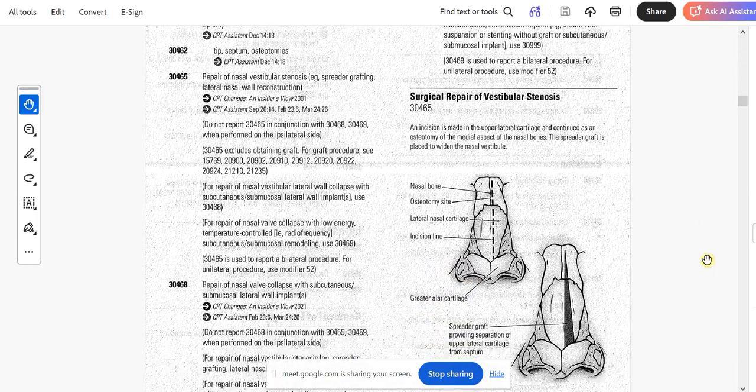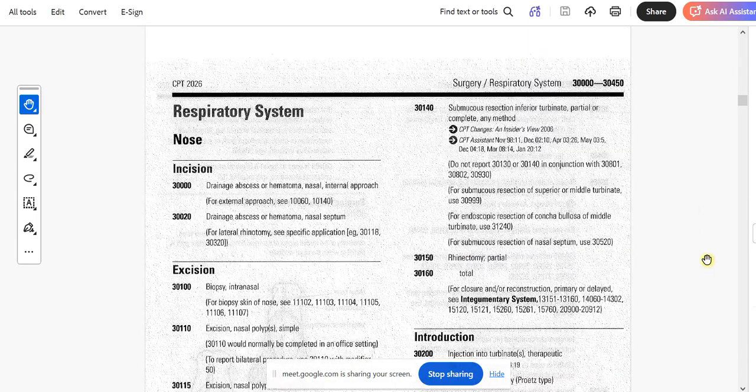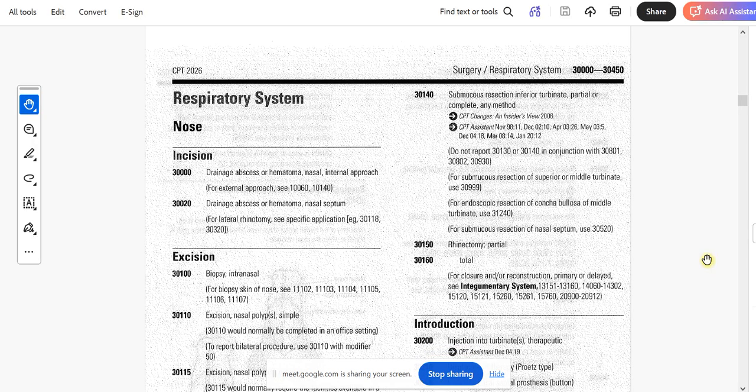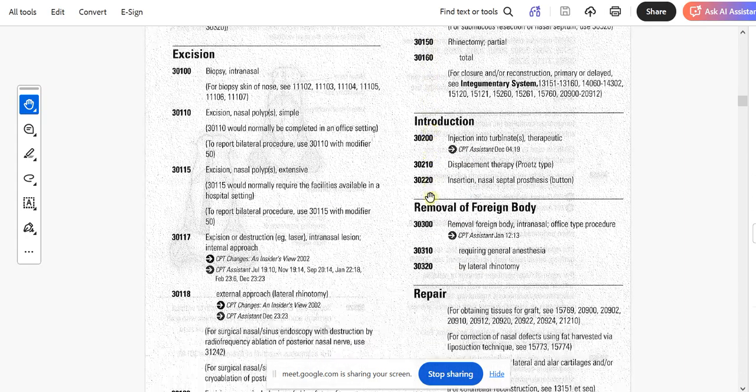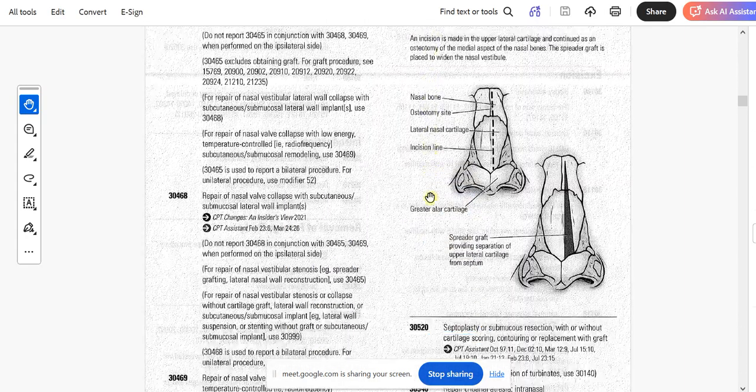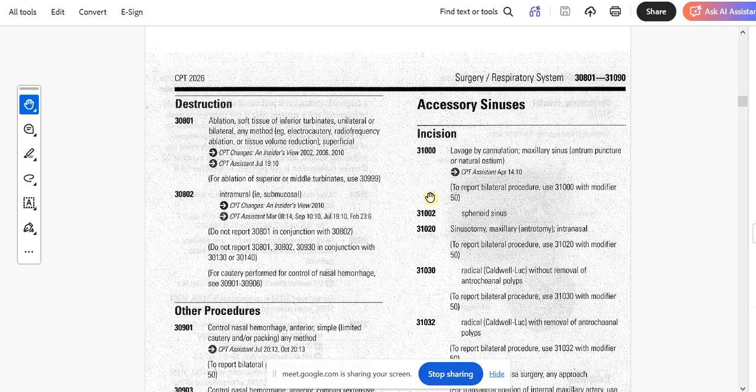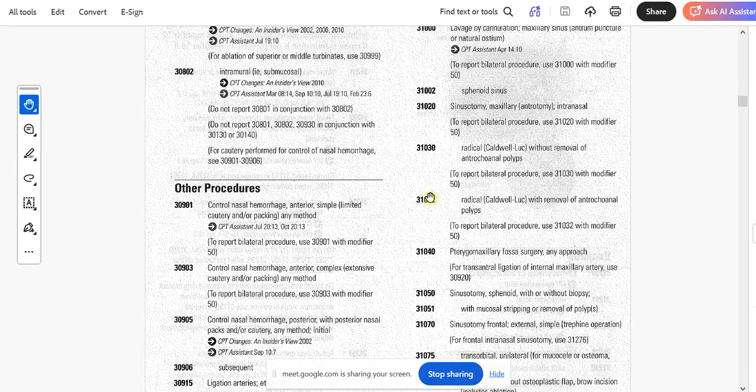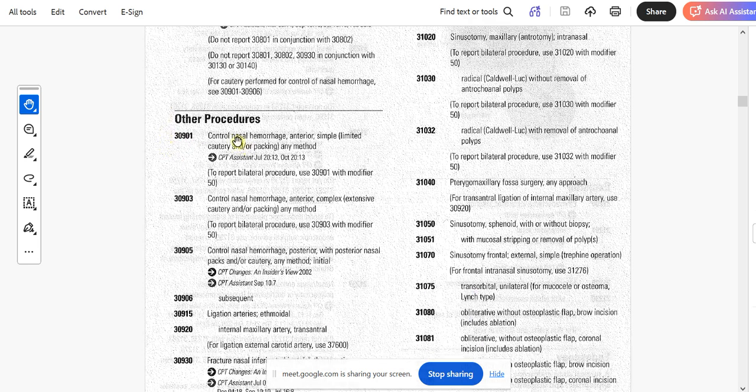So we are talking about nasal hemorrhage, right? We are in CPT. So your heading is nose under respiratory system. Then you have to look for procedure where the surgeon is trying to stop the bleeding. This is 30901, control nasal hemorrhage, anterior.